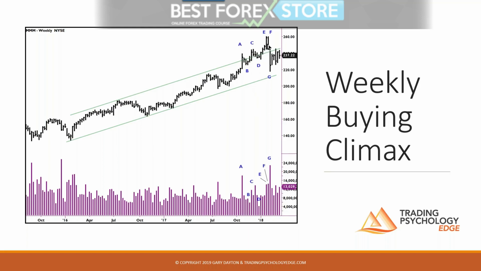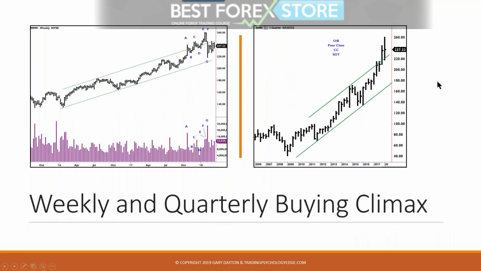Now we come up and look at E and F. For the first time, on bar F, we get high volume on the down bar. That's the change of behavior right there. Until that point, we are continuing to go up.